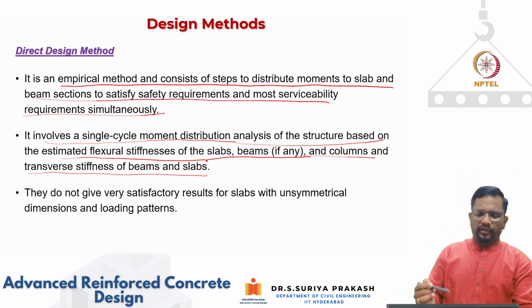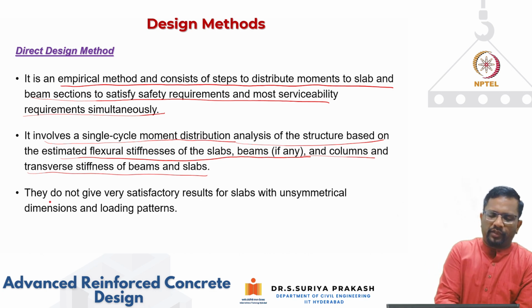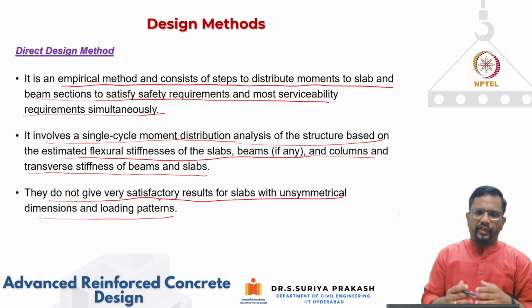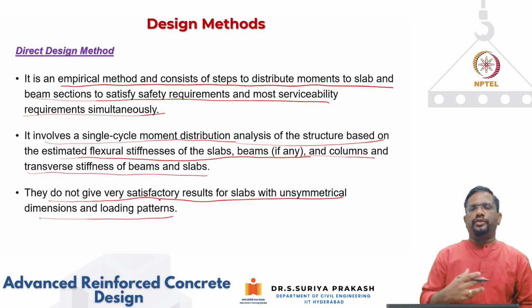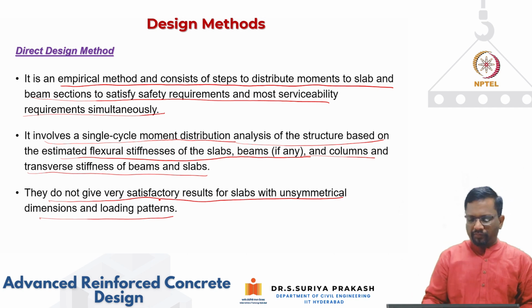But because it's an approximated, simpler way of doing it, it has some limitations. So what are the limitations? They do not give satisfactory results for slabs with unsymmetrical dimensions and loading patterns. So if you have a very unsymmetrical panel, and if your loading patterns are such that, let's say, the live load to dead load ratio is very high, then you have to consider pattern loading in the analysis. This direct design method does not consider all these effects, so it's a very simple method.